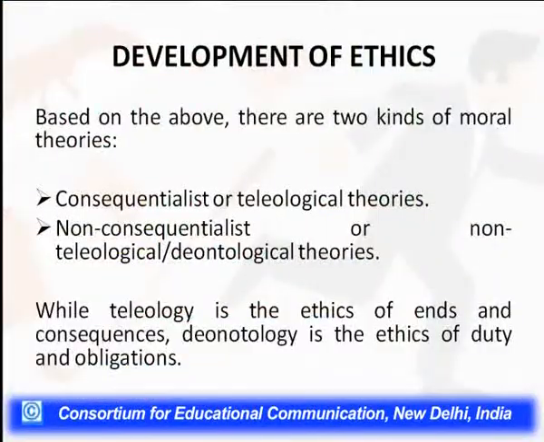Now based on the above discussion which we have done about the rightness and the goodness of an action, there are two kinds of moral theories which have been derived. Consequentialist or teleological theories, this is one aspect. Non-consequentialist, that is deontological theories. So we would now be discussing the two aspects, that is the consequential aspect and the non-consequential aspect.